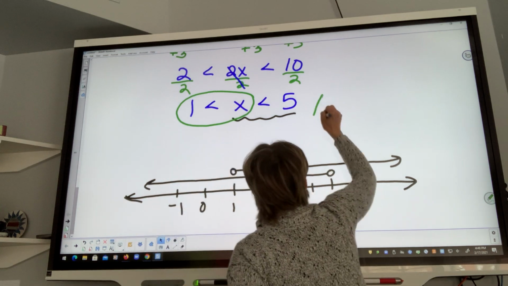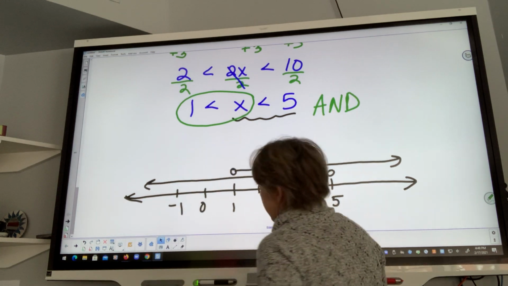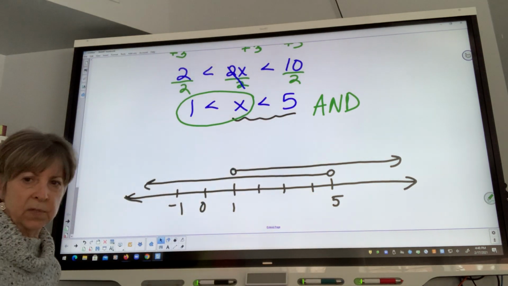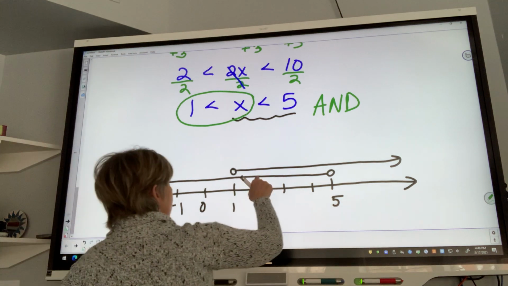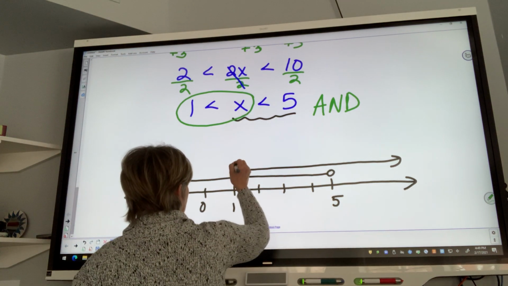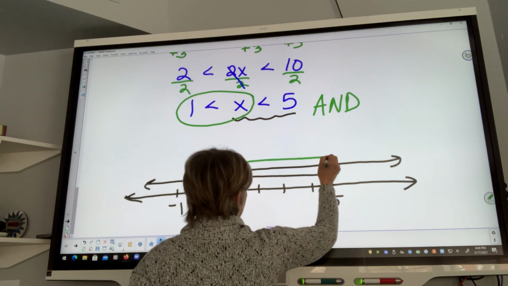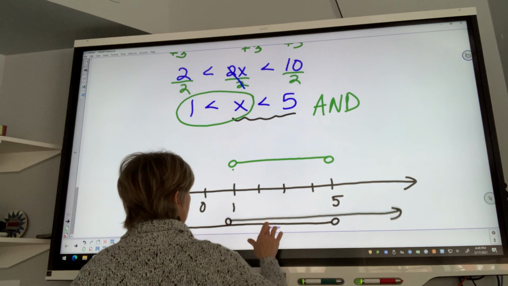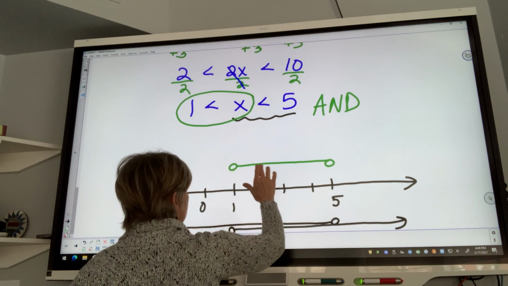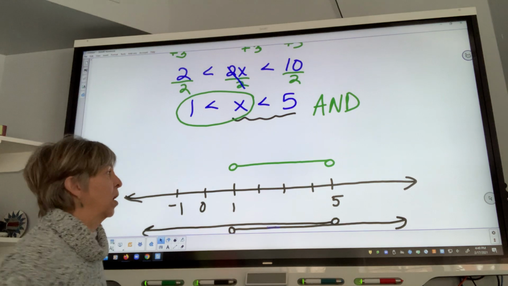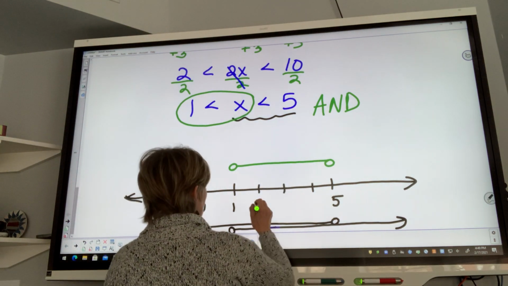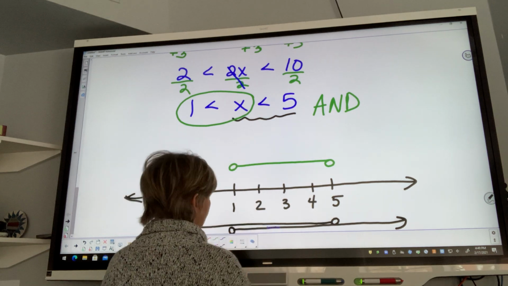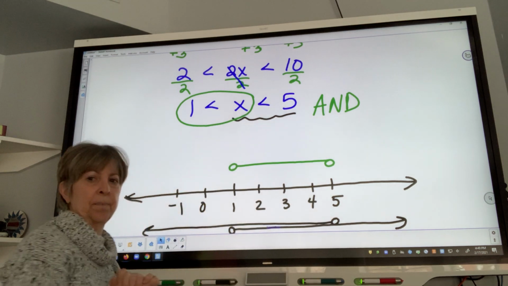Now remember, this came from an and statement. So now I only want the numbers that are in this set and that set. That is where they overlap, and it's going to be everything between 1 and 5. So this then is my final answer. All the numbers in here, 1, 2, everything between these should make that statement true.